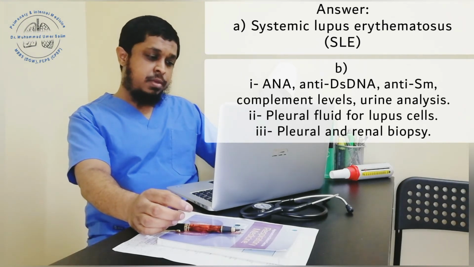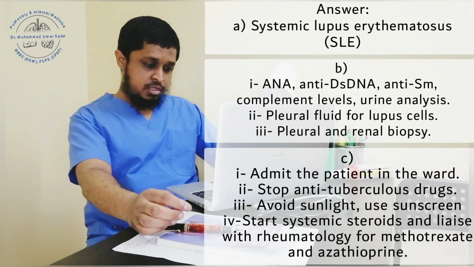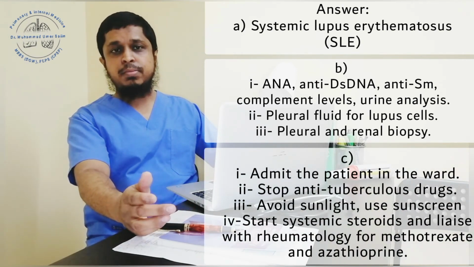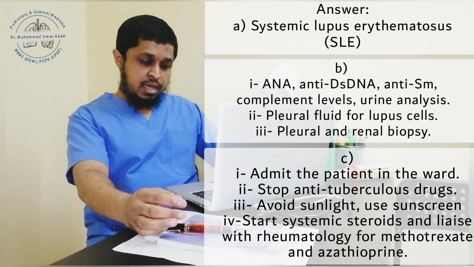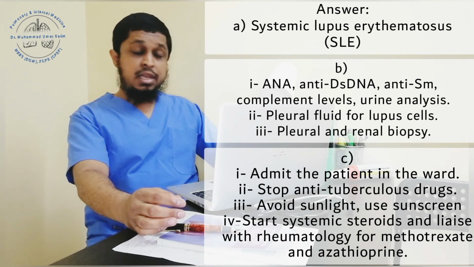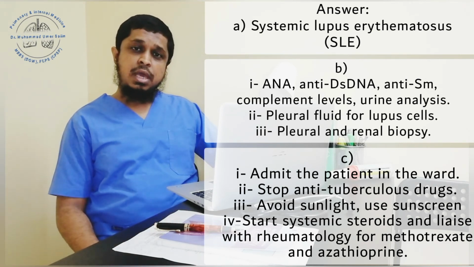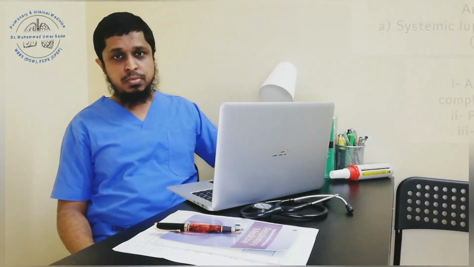Part C will be: admit the patient in the ward, stop anti-TB drugs because they are of no use as the patient has had no response to them, avoid sunlight, use sunscreen, and start systemic steroids. Liaise with rheumatology for anti-systemic lupus erythematosus drugs like methotrexate and azathioprine.